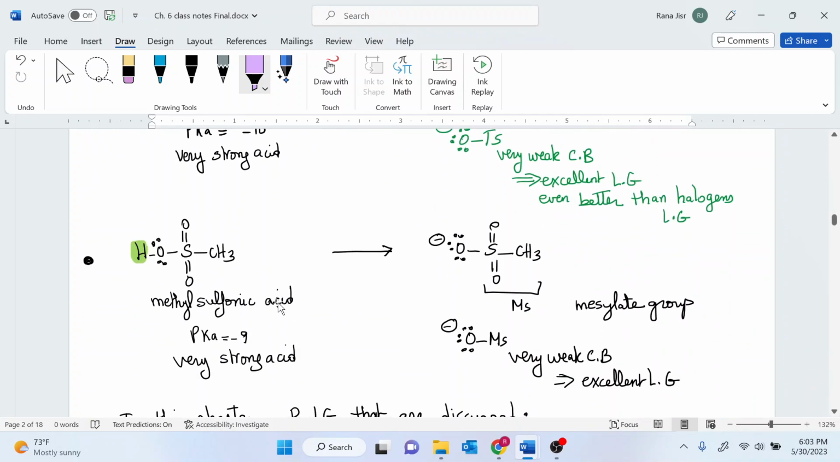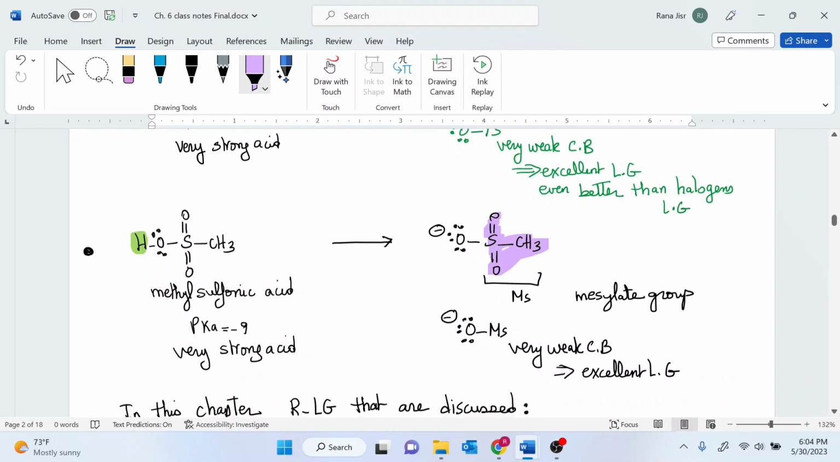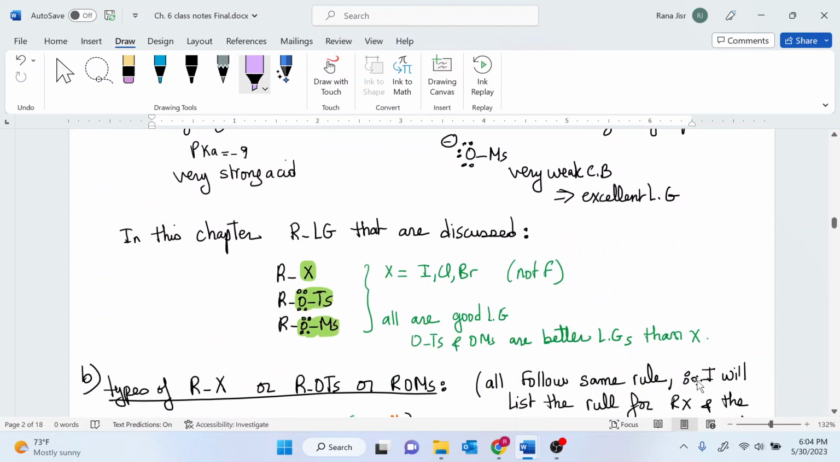Same thing for methanesulfonic acid. This is also a strong acid. If you lose the hydrogen of this acid, then you end up getting your conjugate base. This is the Ms part over here. So you abbreviate this as OMs, and OMs is a very weak conjugate base, so it's an excellent leaving group. In this chapter, we will be working with three excellent leaving groups: halogens, OTs, and OMs. And all of those will be connected to an sp3 hybridized carbon.